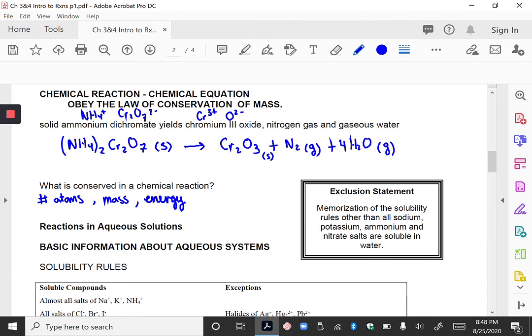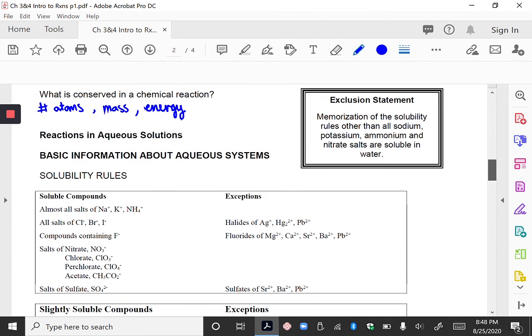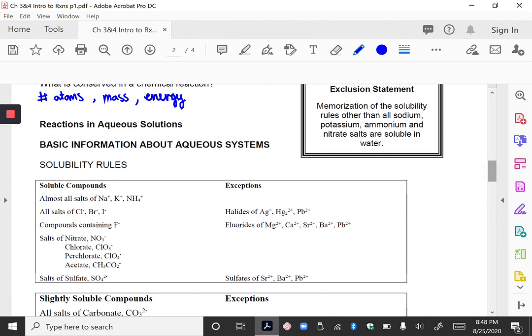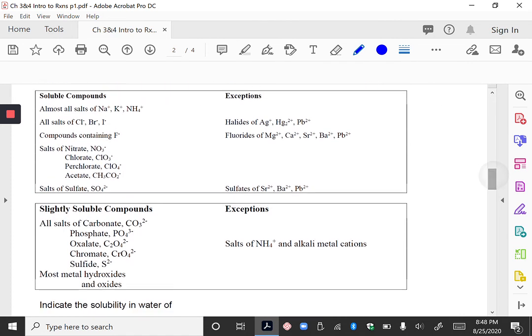All right, now most of our chemical reactions are done in aqueous solutions. So like I said, back in the day, you had to memorize all the solubility rules. If you remember last year, you had them on the back of your periodic table. That's no longer the case this year. You don't have them on the back of the periodic table, but that's okay because you only need to apply them. You do not need to memorize them, except for that one rule that says all sodium, potassium, ammonium, and also nitrate salts are soluble, no exceptions.